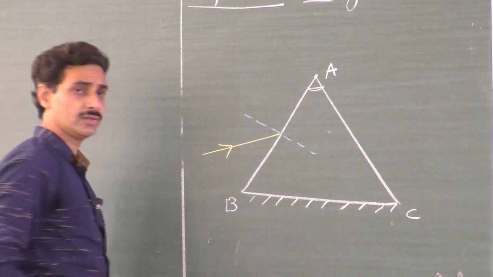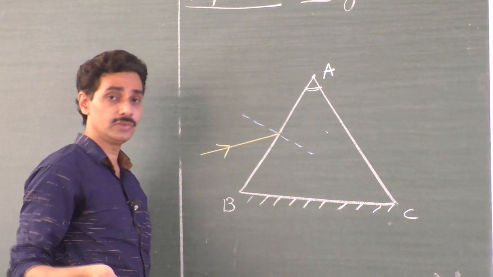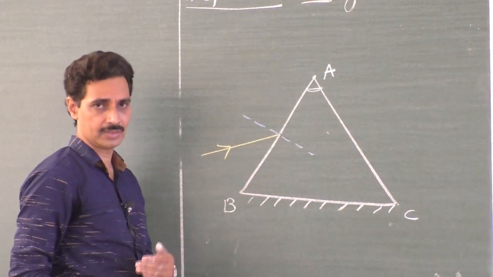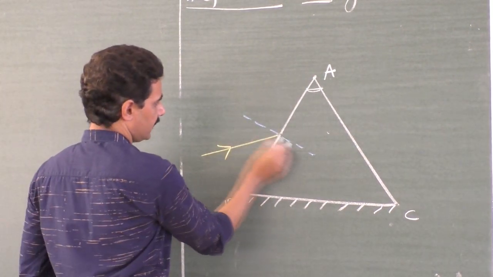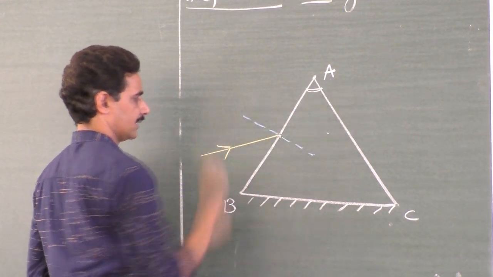Usually, where do you draw the normal? The normal is drawn at the point where the ray hits, right? One thing: to what do you draw the normal? To the surface where the ray is undergoing refraction. Correct now? So the normal is drawn to this surface, where the ray touches the surface.